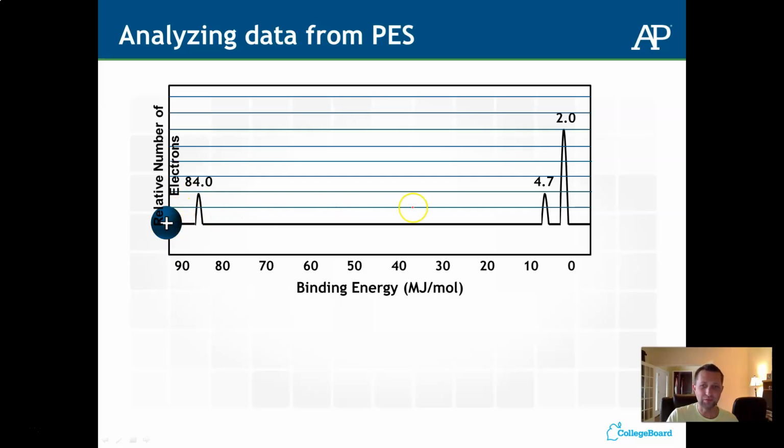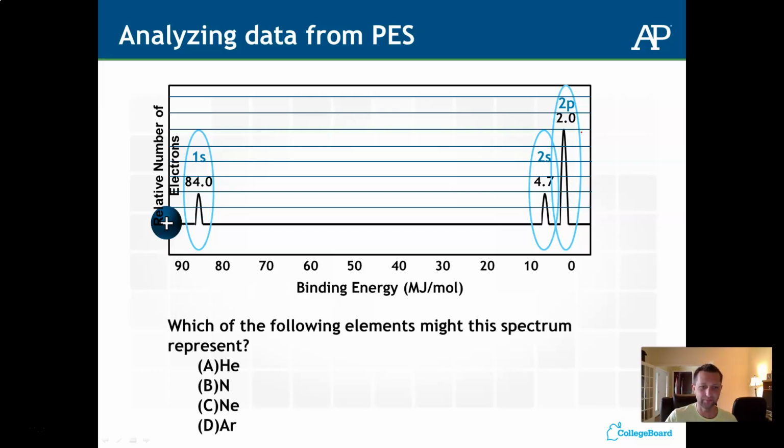And then again, as you move from left to right, you go from inner to outer level there. So we have our 1s2, 2s2, and then 1, 2, 3, 4, 5, 6. That would be 2p6. Okay, 1s2, 2s2, 2p6. This is neon. All right, so you can go through and answer that one. That's an easy one. Neon is going to be the answer to that question there.